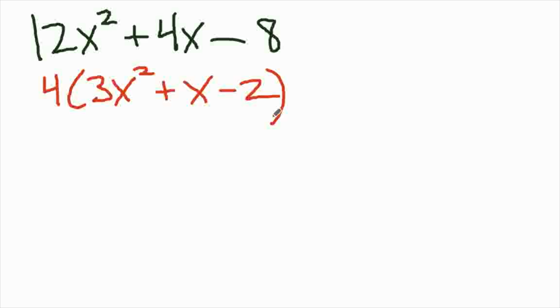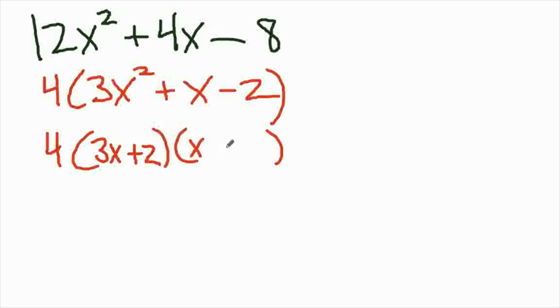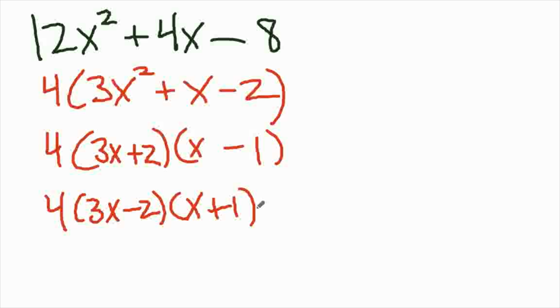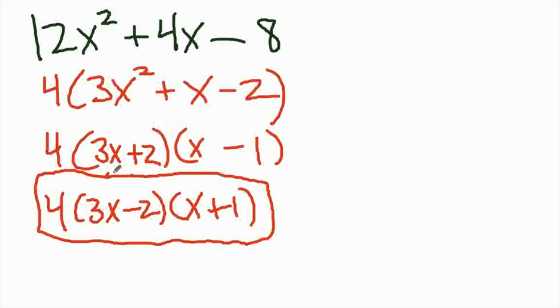So remember that you can pull out a common factor. Now let's go ahead and try, but the 4 has to follow along for all the guesses. So 3, you could split that into 3 times 1, 3x and x, and then the minus 2, what multiplies to minus 2? Well, you could have 2 times minus 1, or you can have minus 2 times 1. So go ahead and FOIL those out and you'll see that the last one is the correct answer.